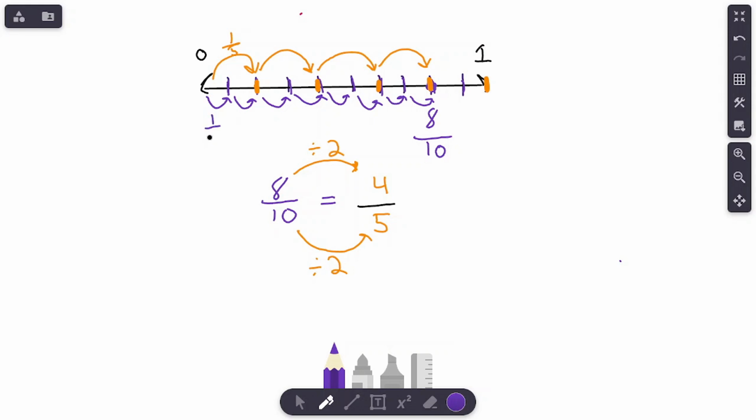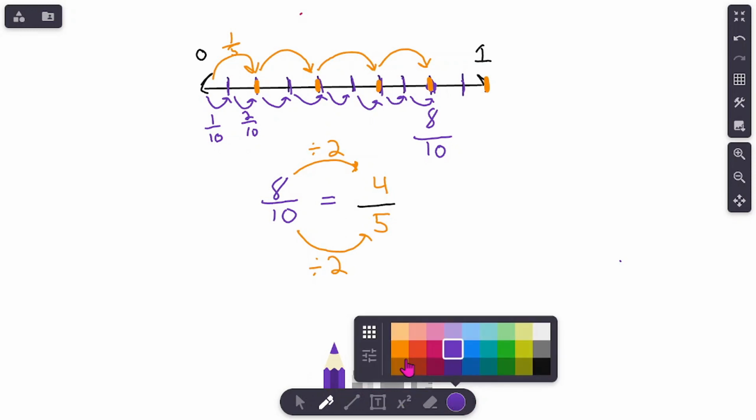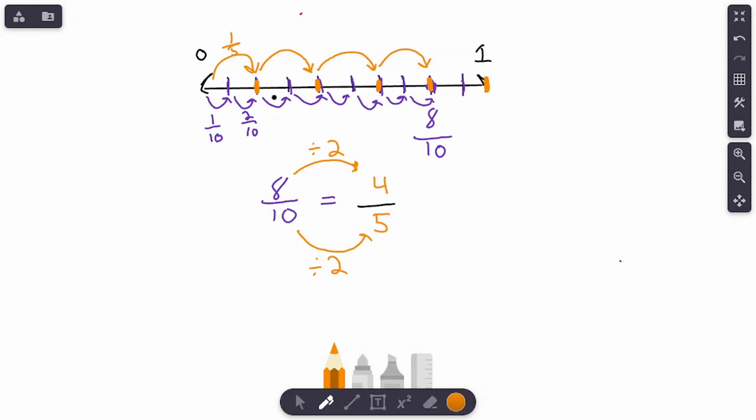Each of these sections down here was a 10th. Notice how much bigger a 10th is. It takes 2/10 to make 1/5, and that's something you probably are noticing. If so, that's awesome. But my question to you was, does the math match the model? And ladies and gentlemen, I think it does. 1, 2, 3, 4. Right here is where 4/5 is located.